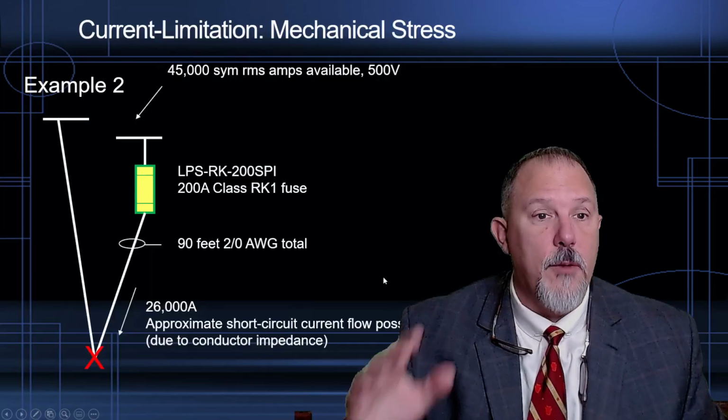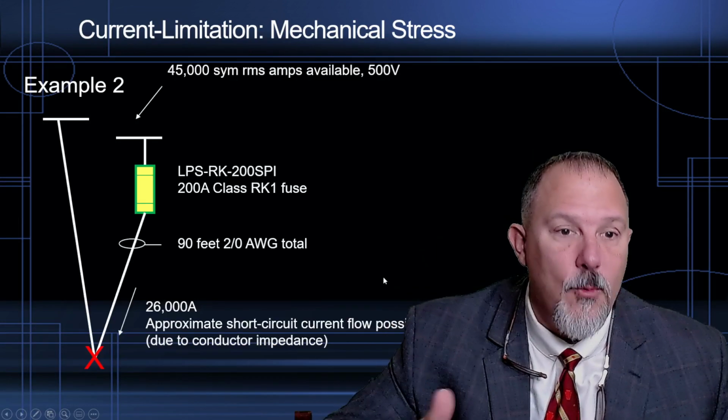That's 1 cycle of current. That's what that peak does to you. It puts the magnetic forces on the system. Now, what I'm going to show you is I'm going to put a 200 amp class RK1 fuse.